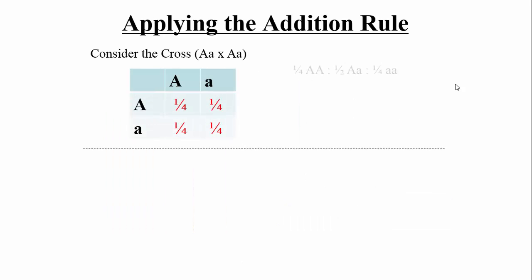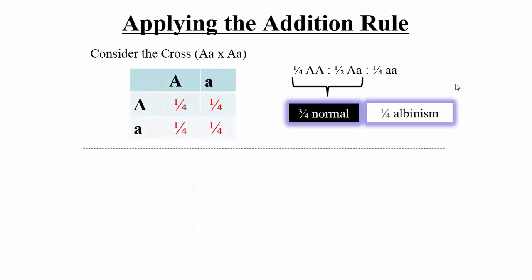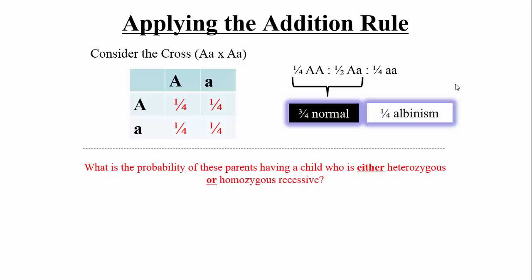Considering this cross, just to put that info up there from the last slide so we remember it, let's go ahead and apply this. So let's ask this question. What is the probability of these parents having a child who is either heterozygous or homozygous recessive?